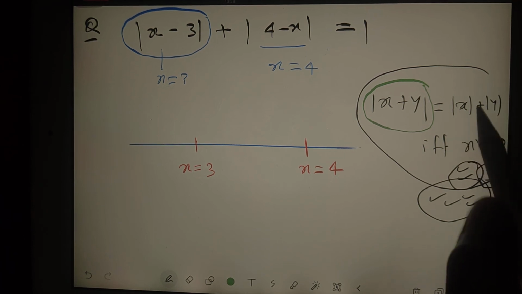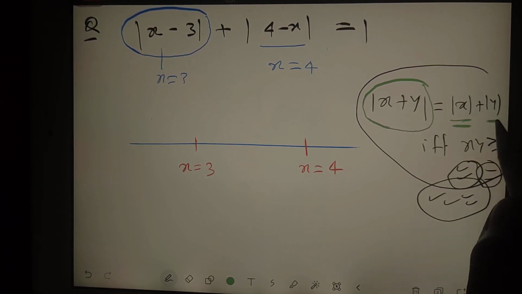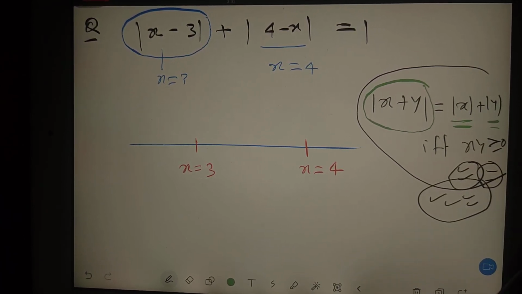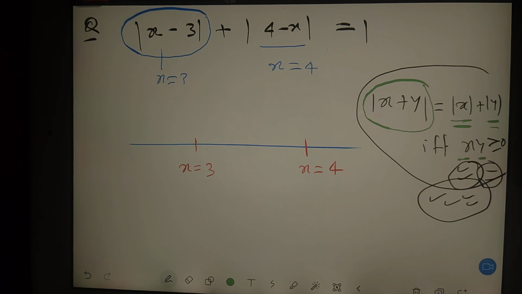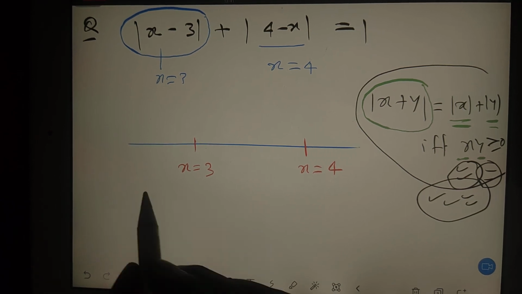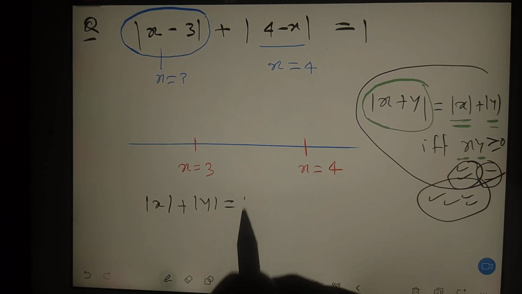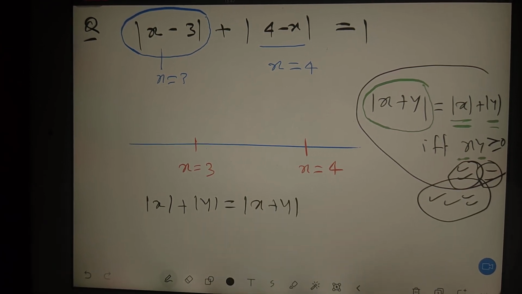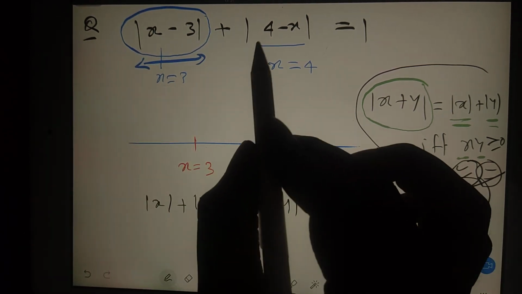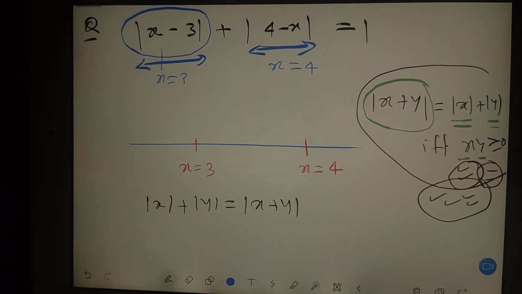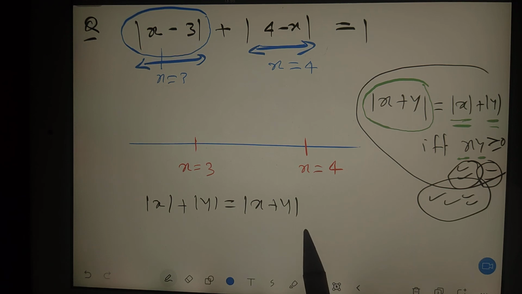So I will check mod of x plus y. I can split it as mod of x plus mod of y, but we have a condition. The condition is x into y should be greater than or equal to 0. So how can I test this? Mod of x plus mod of y is equal to mod of x plus y, I can write. It means I will consider this as one function and this as another function. Then I am going to combine them.